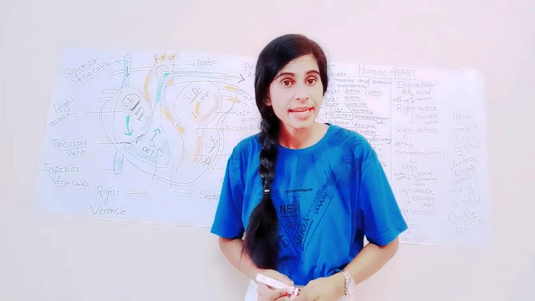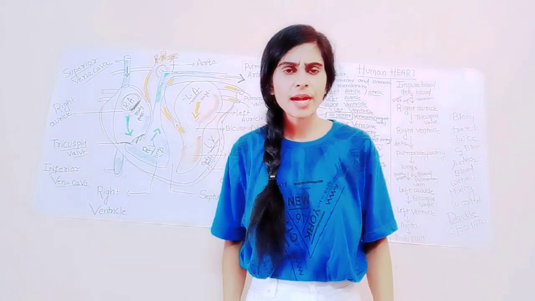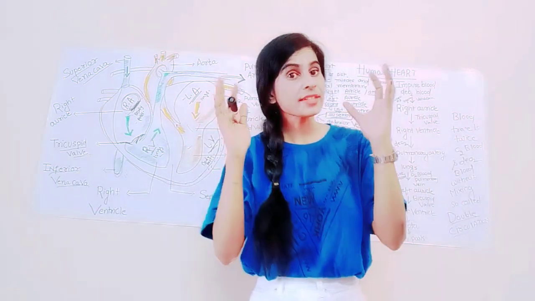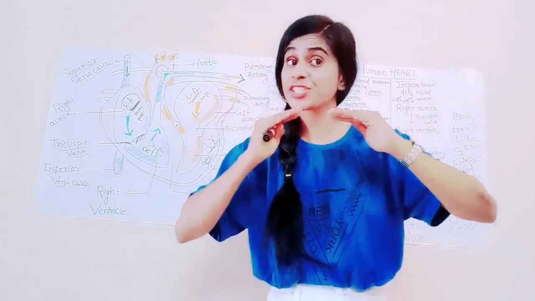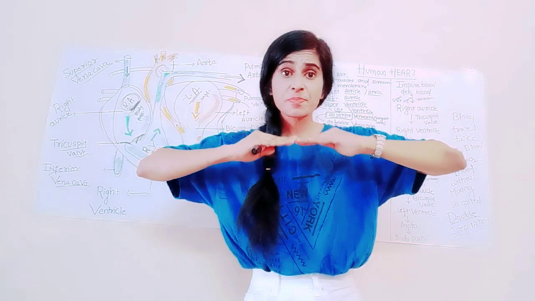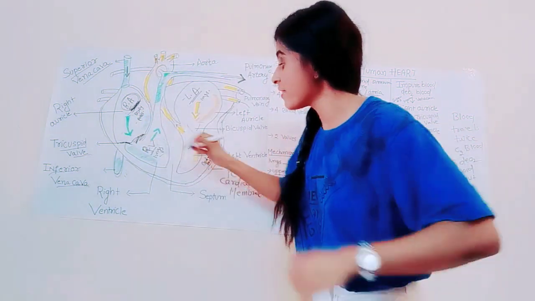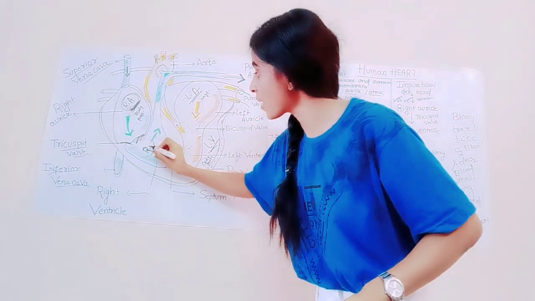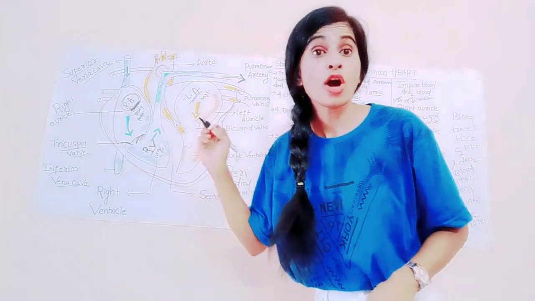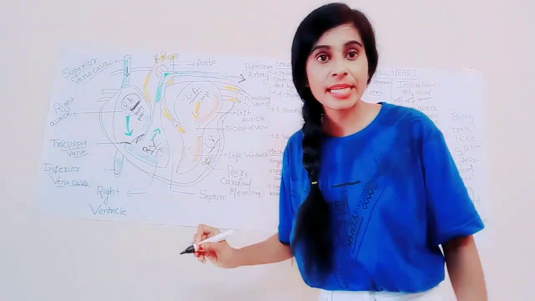Understood? Your right auricle is full of impure blood. Pressure is there. Contraction takes place. Once contraction takes place and pressure is more, the tricuspid valve will open and all the impure blood will enter into your right ventricle.